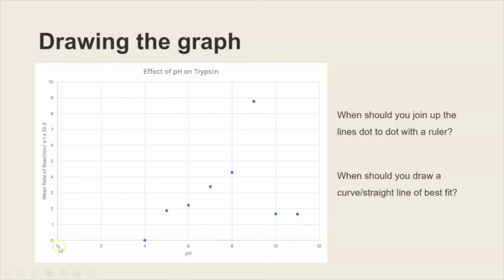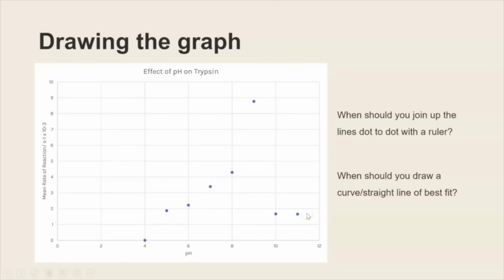Now with our pHs and with the mean rate of reaction, we need to make sure we're increasing by an equal amount every time. So I've got that on my scale here. And when you are picking a scale, you need to pick one to make sure that your graph fills up at least half of the piece of paper you've been given. So I've got all of my data points plotted now.